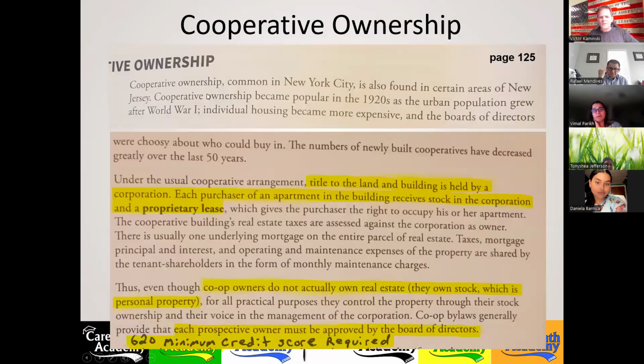Cooperative ownership is common in New York City, but it could also be found in New Jersey. We have a lot of co-ops in Edison.